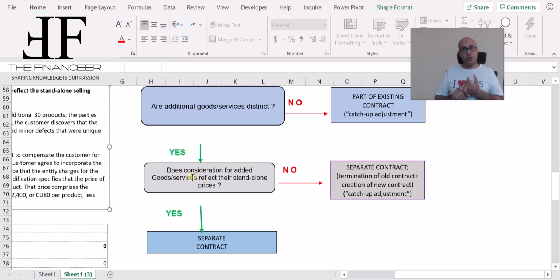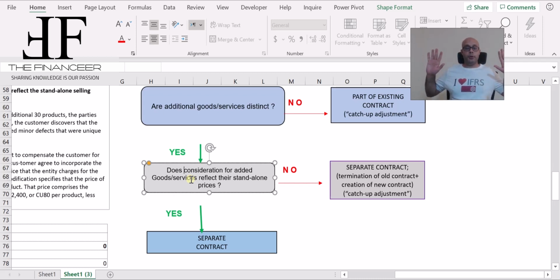Do we have additional goods and services? Yes, we do. How many? 30 units. Clear? So the first question here: are these 30 units distinct? Yes, these 30 units are distinct. I'm speaking about the 30 units. How about the price and the consideration? Does this price and the consideration reflect the standalone selling price?